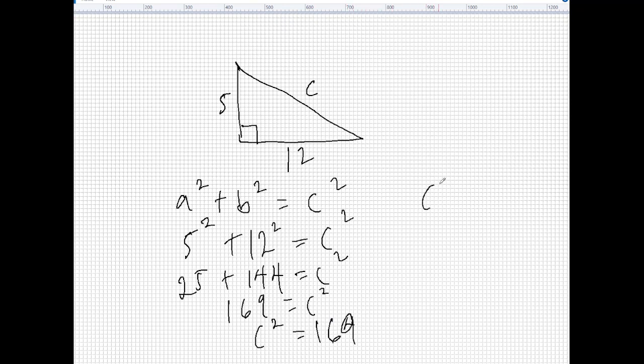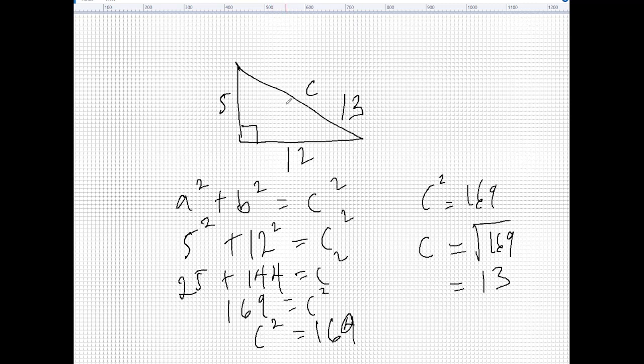So c squared equals 169, and to calculate c, all we have to do is take the square root of 169. We are literally trying to find out what multiplied by itself is going to give 169, and the square root of 169 is 13, which means that the length of this side is 13. And since the sum of the squares of 5 and 12 equals the square of 13, we have proven that this is a right angle triangle, and we have also calculated the length of the hypotenuse.